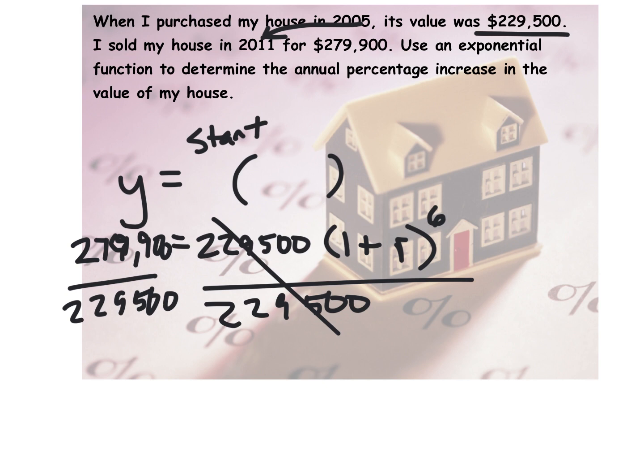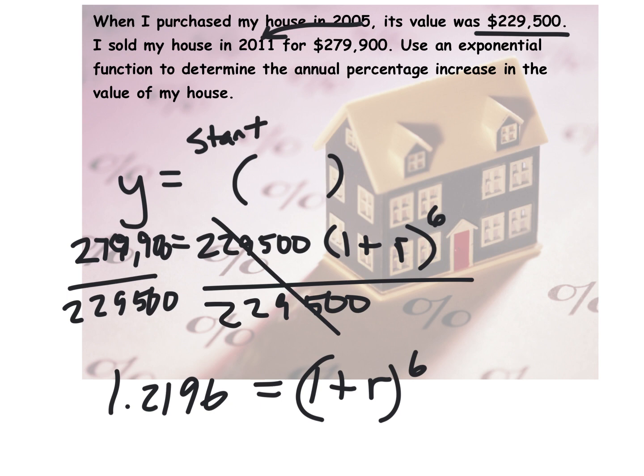What is 279,900 divided by 229,500? Is that what you guys got? 1.2196. 1 plus r to the 6th. And if you got that far, I bet you knew that you should put it to the 1/6 power.